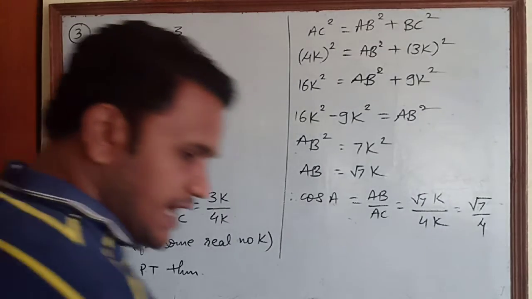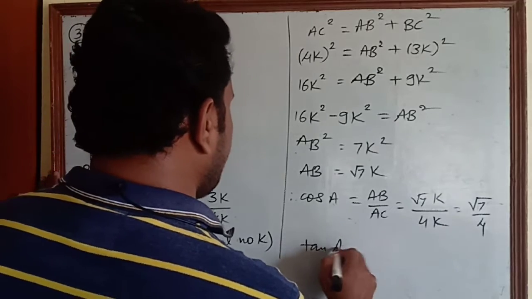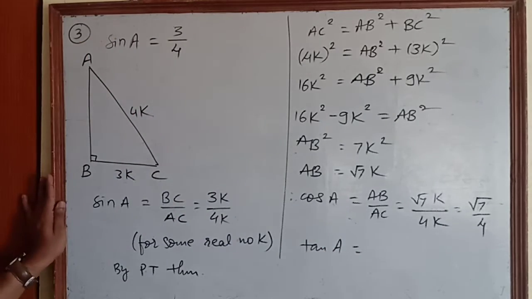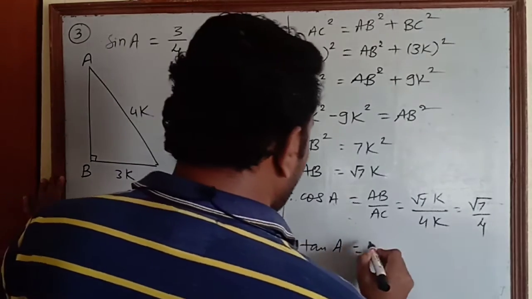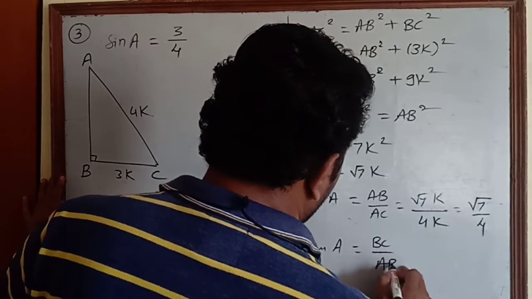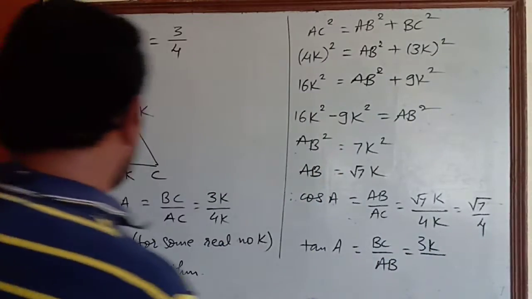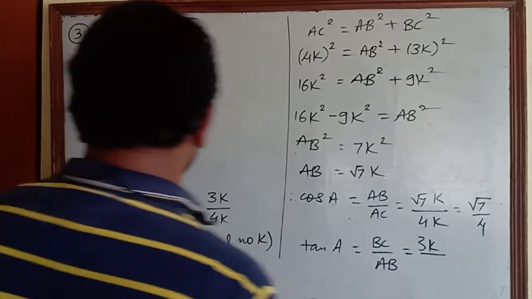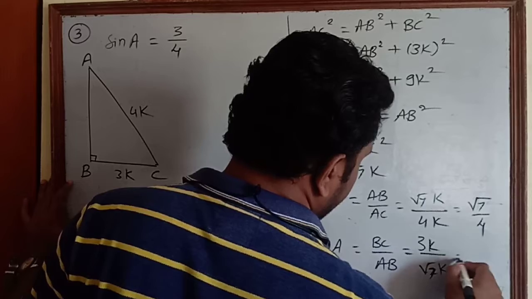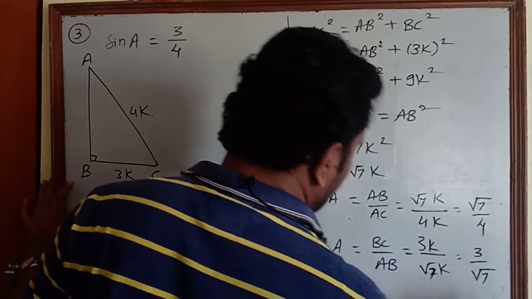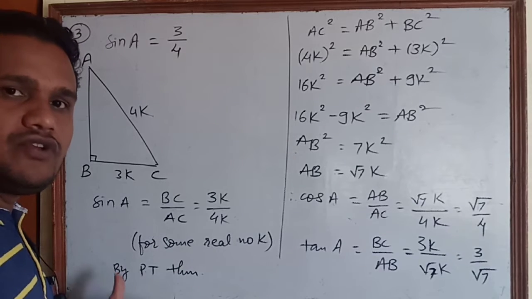Now we'll find the next one, tan A. What is tan A? This is A. Opposite upon adjacent, BC by AB. Your BC is 3K. Your AB is, here we found AB, root 7K. Again K gets cancelled. 3 by root 7. In this way, we have completed question number 3. You can copy down the question.